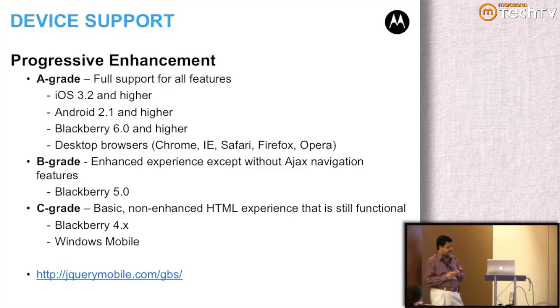At the A grade are the iOS, Android, BlackBerry devices as well as desktop browsers. For a B grade device like a BlackBerry 5, you do get the application function, you just do not have the AJAX navigation, for example. And for a C grade device like a Windows mobile device or even an older version of BlackBerry like version 4, you just get a plain vanilla application.